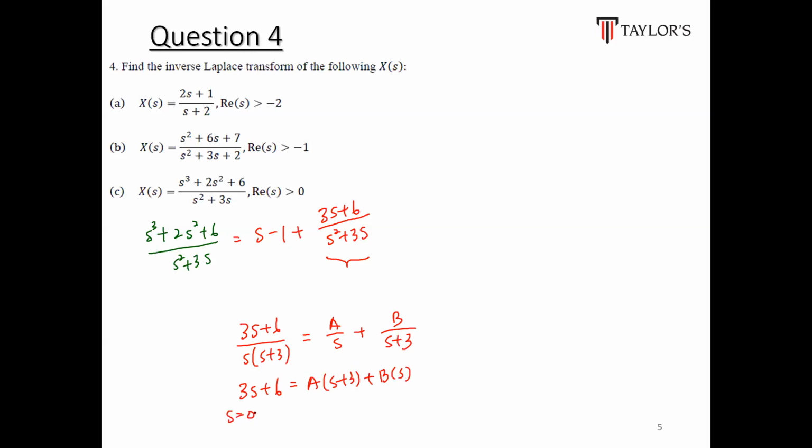Then now s equals 0, the easiest one. So you get 6 equals 3A.